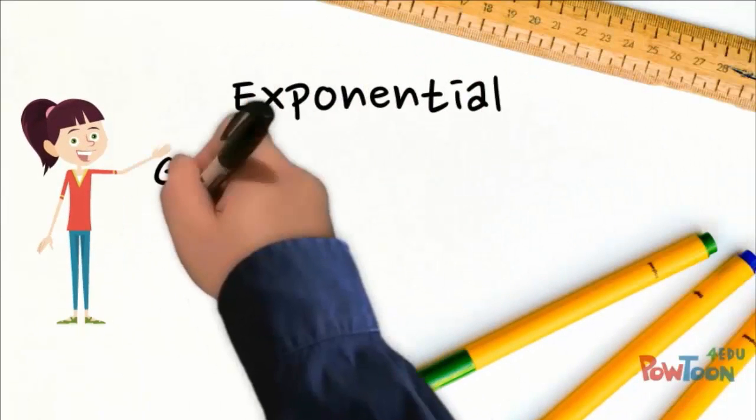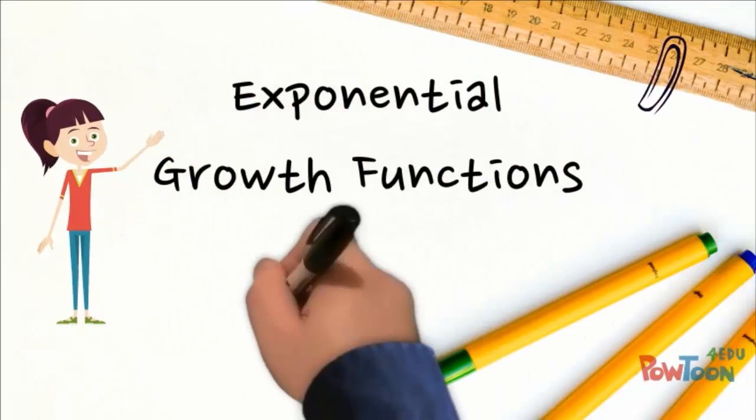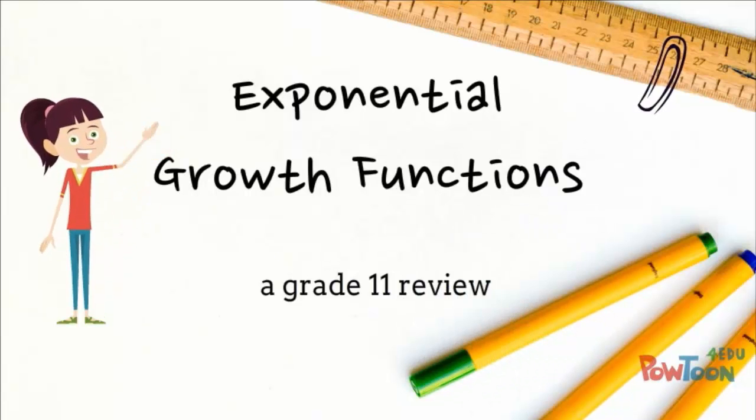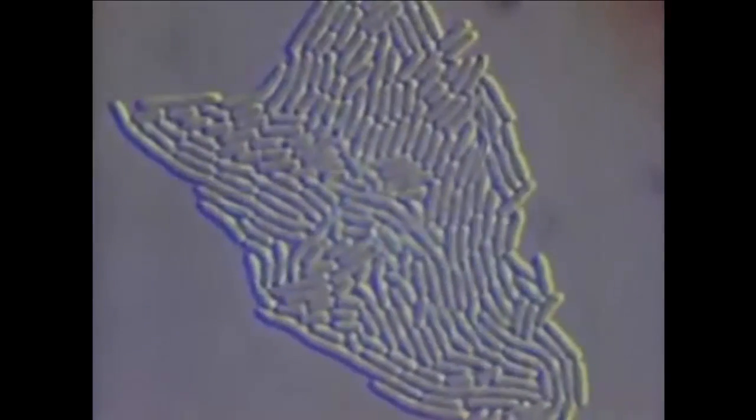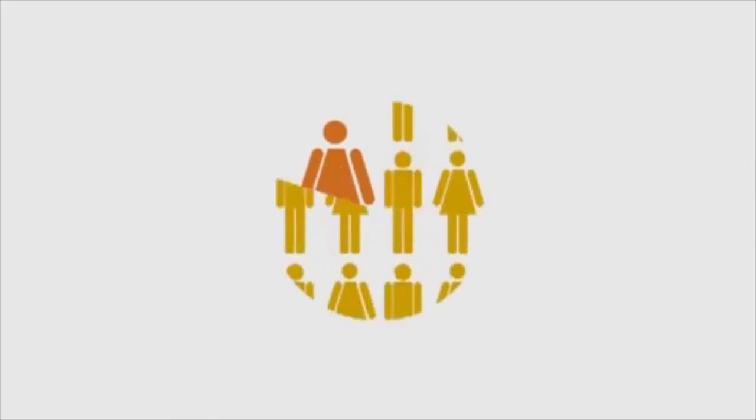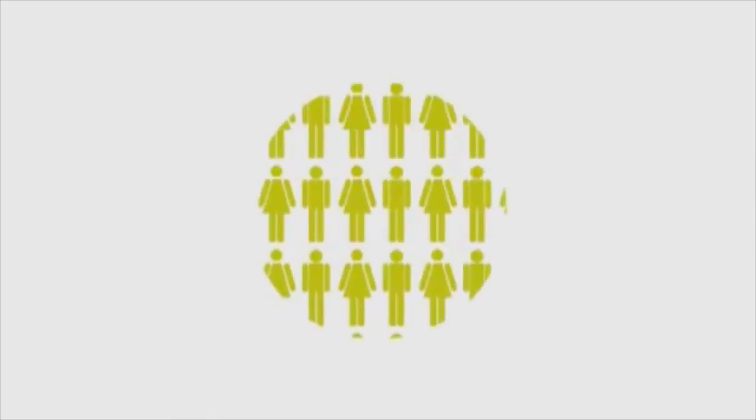So, we know how to graph linear and quadratic functions, but what about exponential growth functions? Unlike linear functions, exponential growth functions increase at an increasing rate, which leads to large amounts a lot quicker than linear functions. An example of this would be bacteria cultures or population growth, which increase faster the more there are.